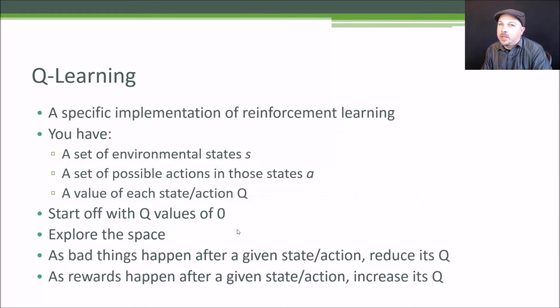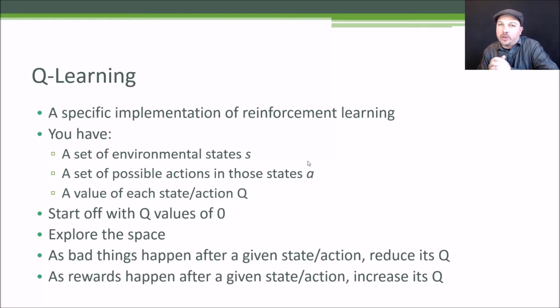So a very specific implementation of reinforcement learning is called Q-learning, and this formalizes what we just talked about a little bit more. So again, you start with a set of environmental states. We're going to call that S. And possible states are the surrounding conditions of the agent. So is there a ghost next to me? Is there a power pill in front of me? Things like that. And I have a set of possible actions that I can take in those states. We're going to call that set of actions A. And in the case of Pac-Man, those possible actions are move up, down, left, or right.